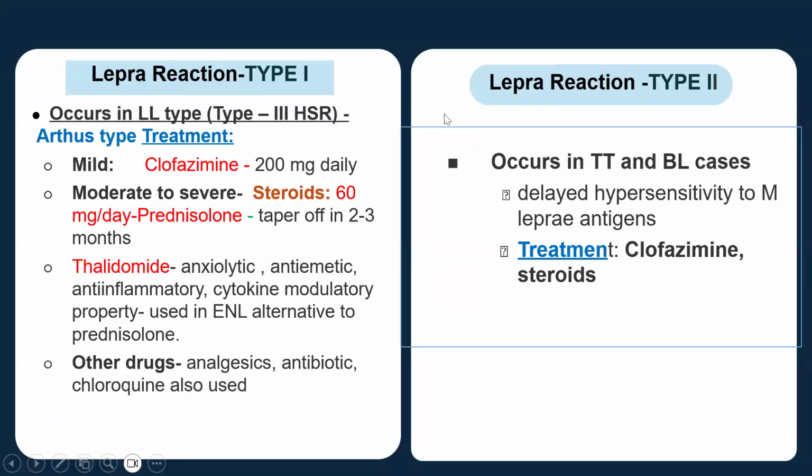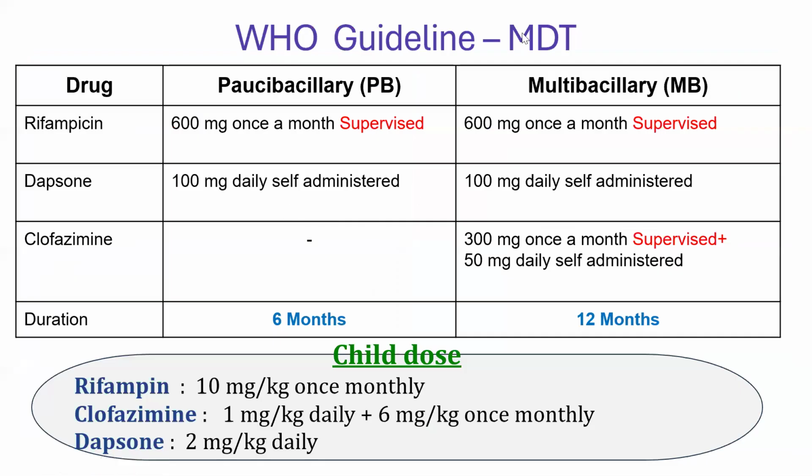And coming to regimen, treatment of lepra, many times treatment of lepra reaction is asked. Type 1 and type 2, we have divided the lepra reaction into. So this type 1 reaction occurs in LL type of leprosy. Treatment is clofazimine, steroids, and thalidomide are useful in type 1 reaction. Type 2 mainly occurs in TT and BL type of leprosy, and it is due to delayed hypersensitivity. Treatment mainly contains clofazimine and steroids. Okay, so thalidomide is useful in type 1. And multi-drug regimen therapy is rifampicin, dapsone, clofazimine. Duration for paucibacillary leprosy, 6 months duration.